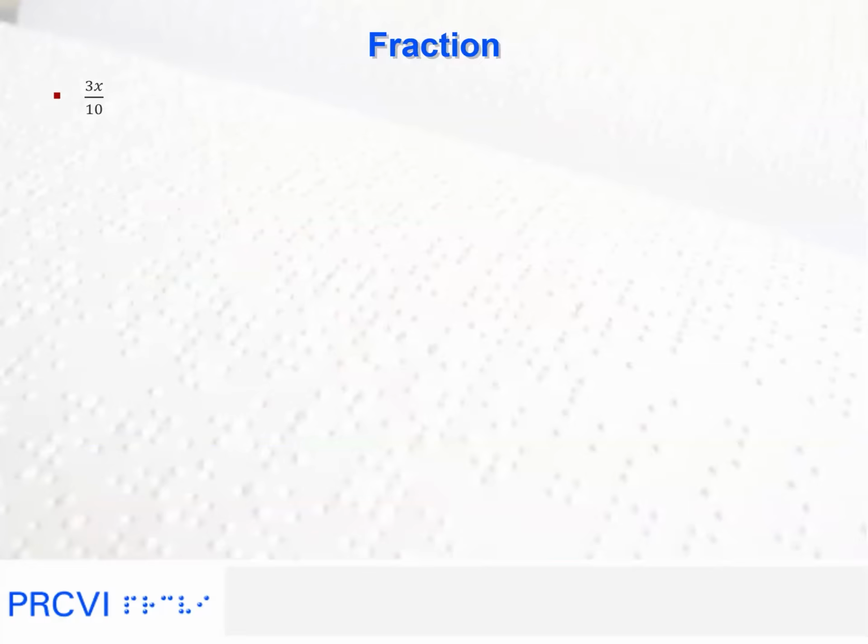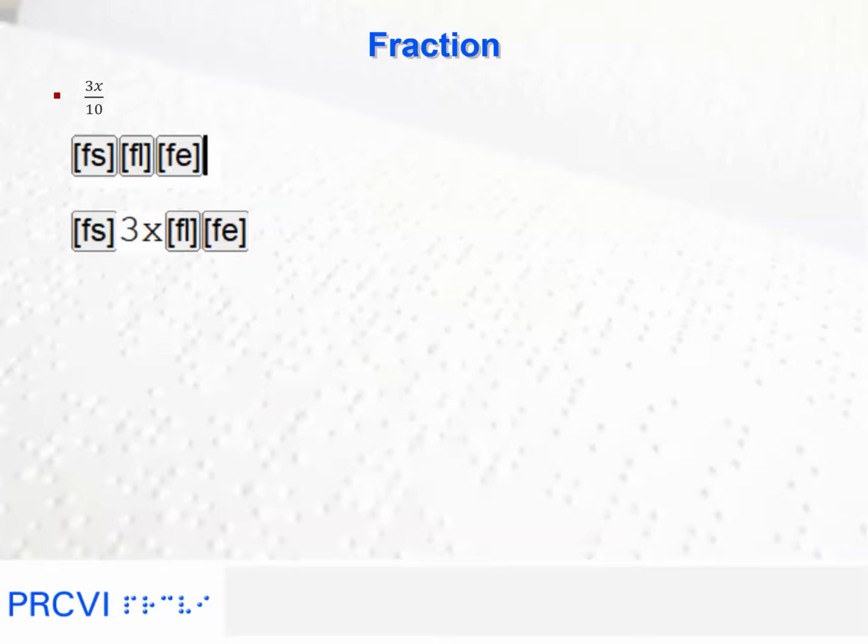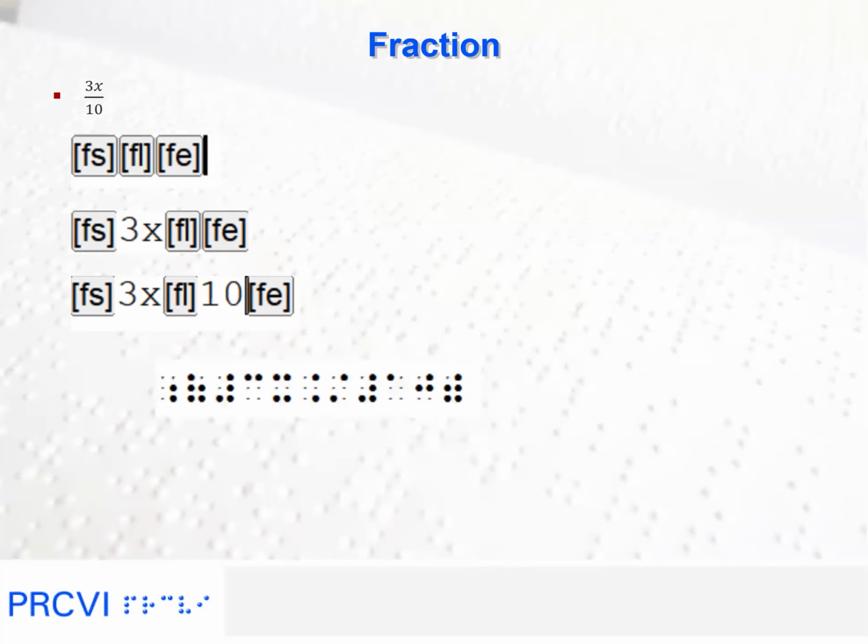To do this fraction, go to Layout on the toolbar and select Math Codes. Select Fraction. You will see the codes FS, FL, and FE. The cursor will be in between the codes FS and FL. Type 3x there. Press right arrow key on your keyboard so the cursor move in between the codes FL and FE. Type 10 there. Press right arrow key on the keyboard to move the cursor out of the code. Translate it in braille.